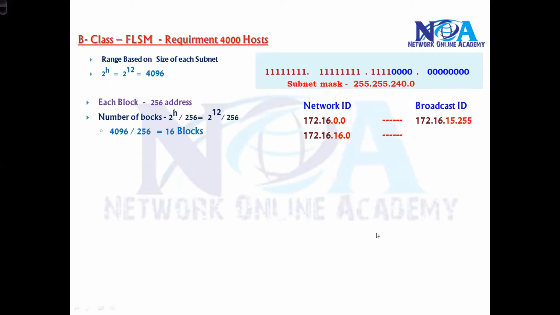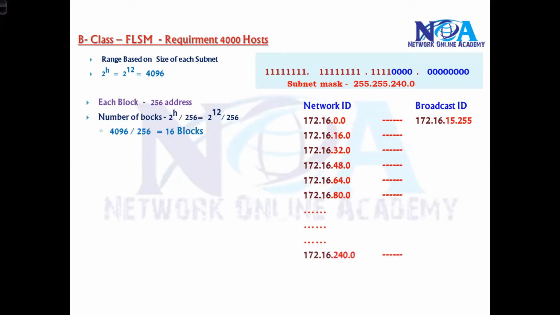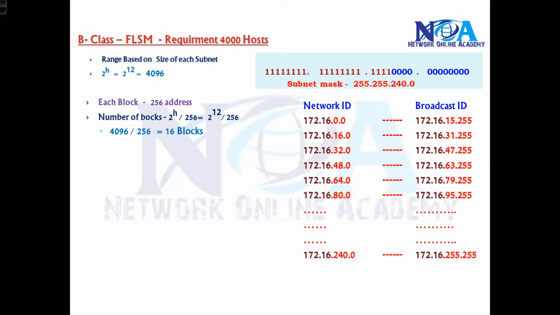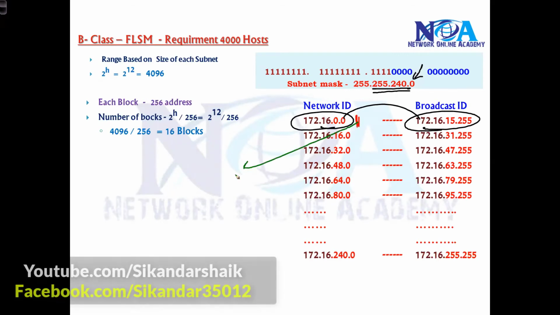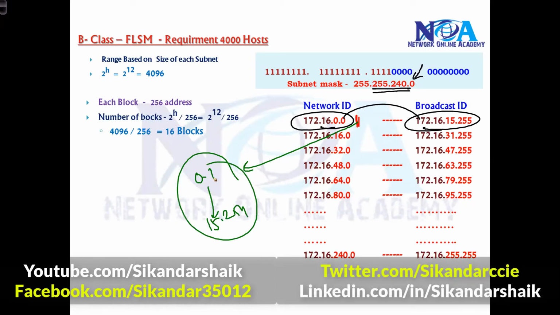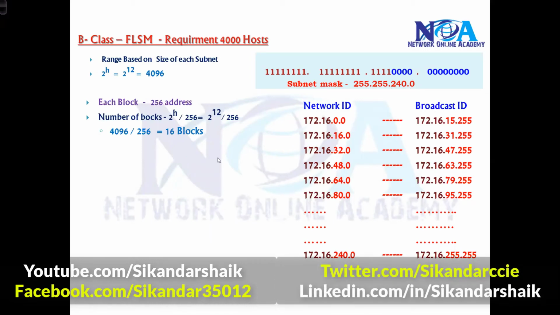So if I go on writing like this, in each block we get 256 addresses, the same calculation, multiples of this one. So this is how the range comes. In this, again, the first address is your network ID, the last address is your broadcast ID. If I'm using this subnet mask, whatever addresses are in between, 0.1 to 15.254, all these addresses can be used as valid host IP addresses.